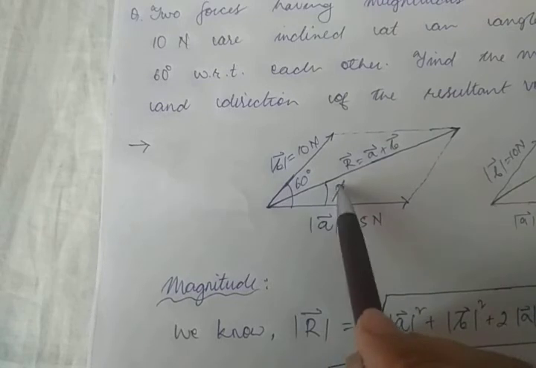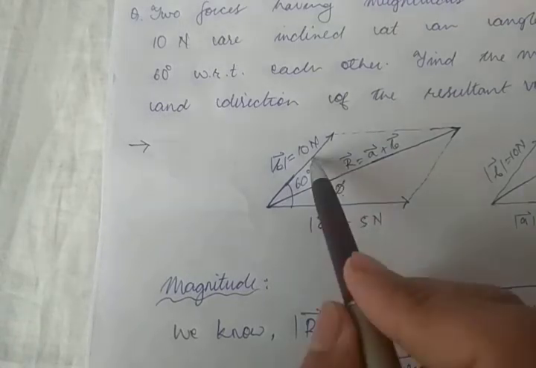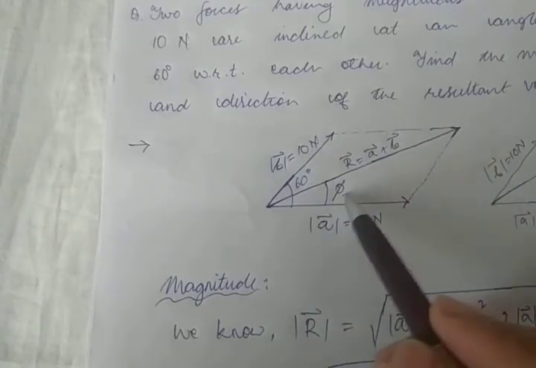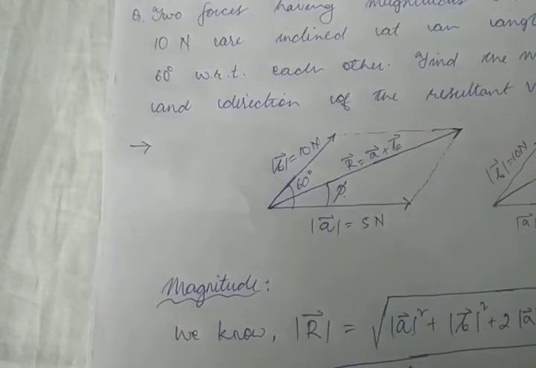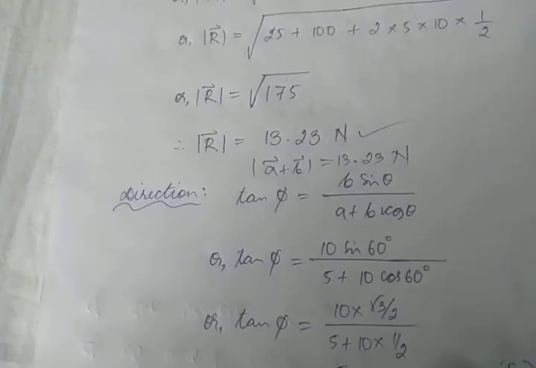So you can consider either this to be phi. You can also consider, if you don't like your phi being this angle, this also to be a phi. But there will be some changes in your equation for direction. That is, there will be some changes in this equation.